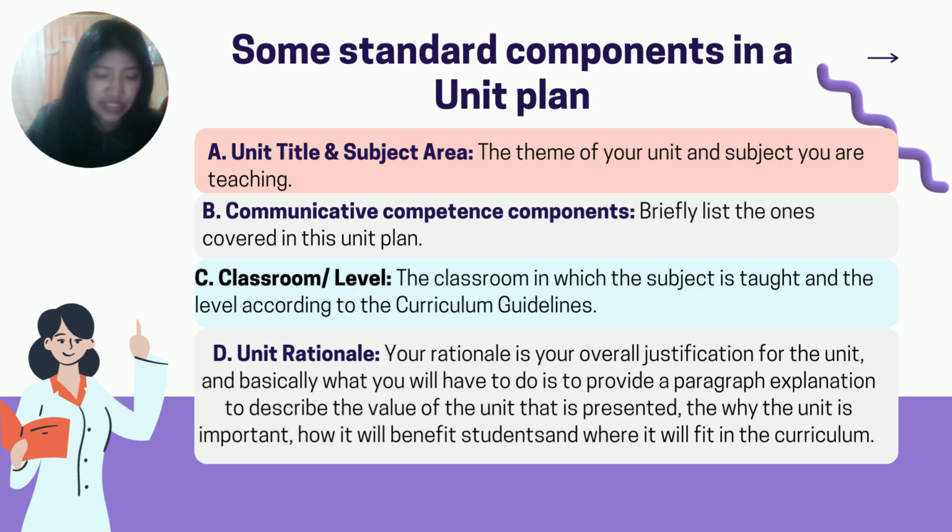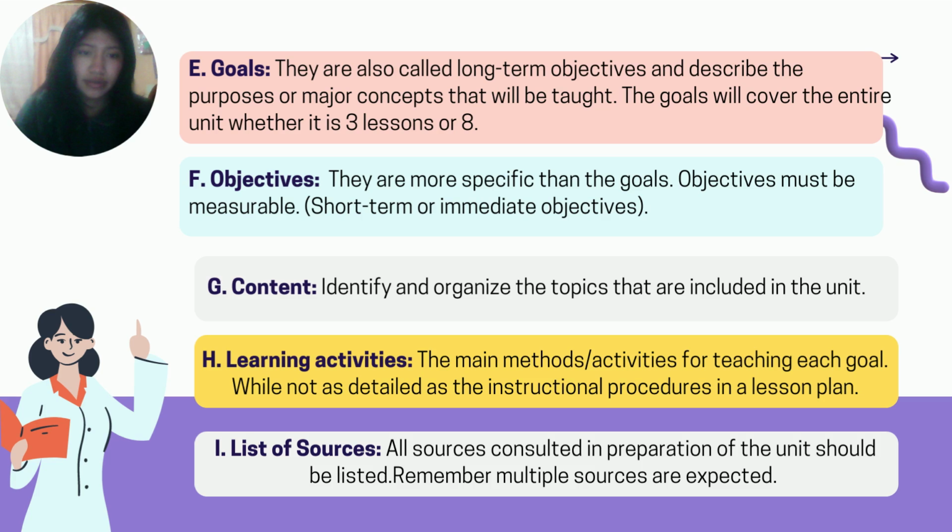D. Unit rationale. Your rationale is your overall justification for the unit. Basically, what you will have to do is to provide a paragraph explanation to describe the value of the unit that is presented. E. Goals. They are also called long-term objectives and describe the purpose or major concepts that will be taught. Objectives are more specific than the goals. Objectives must be measurable, short-term or immediate objectives.